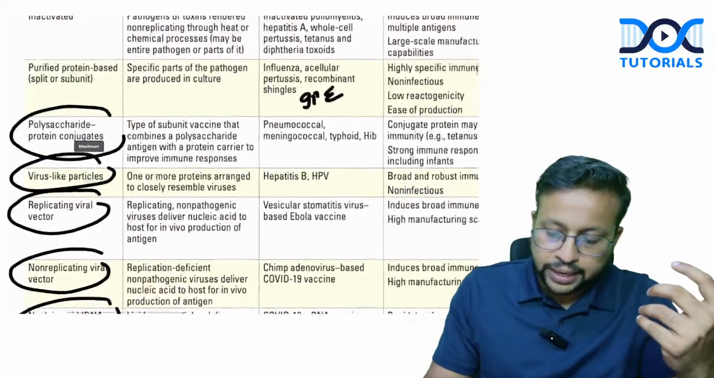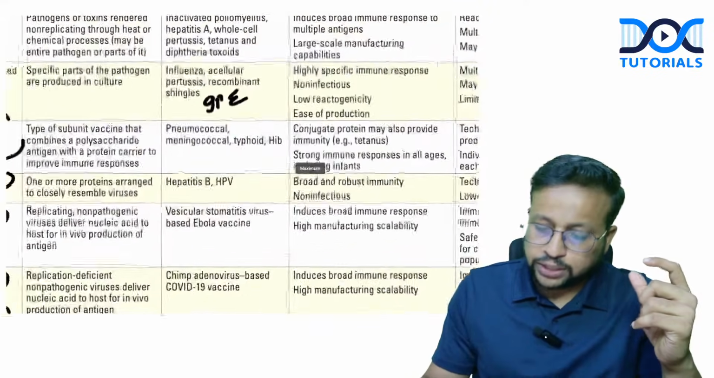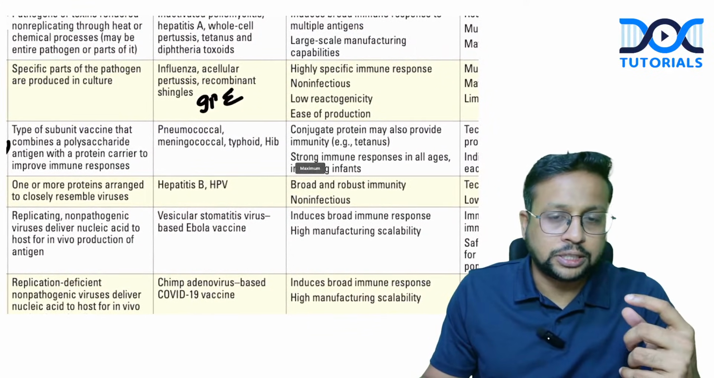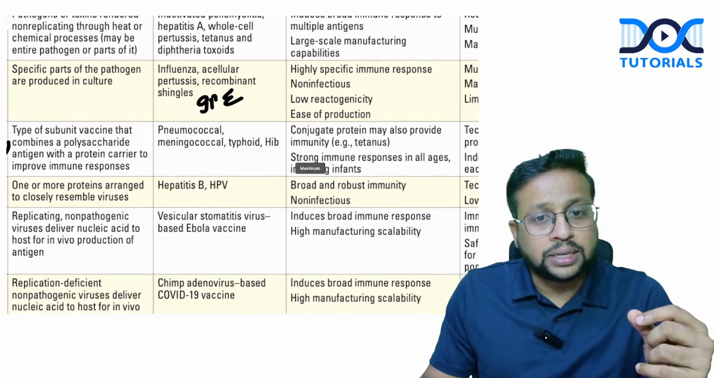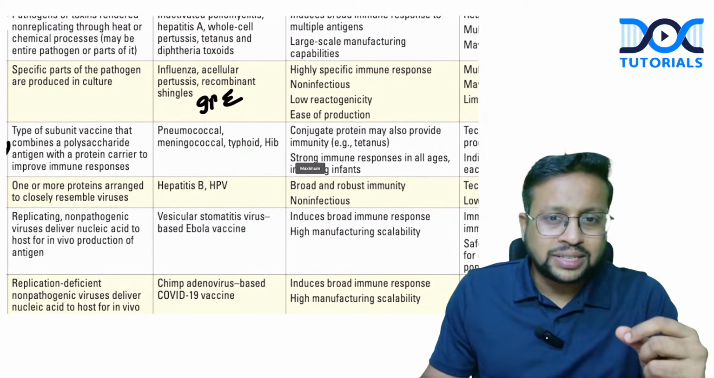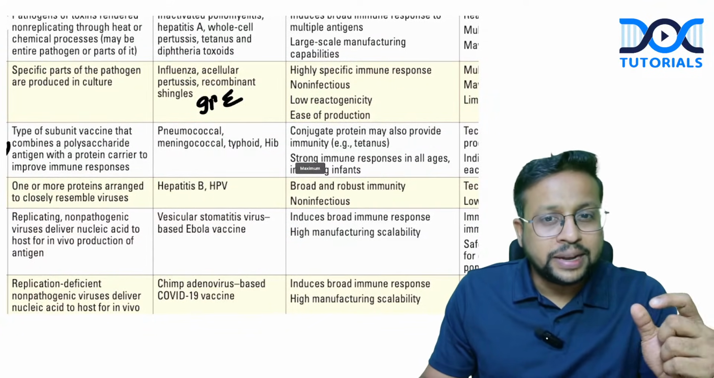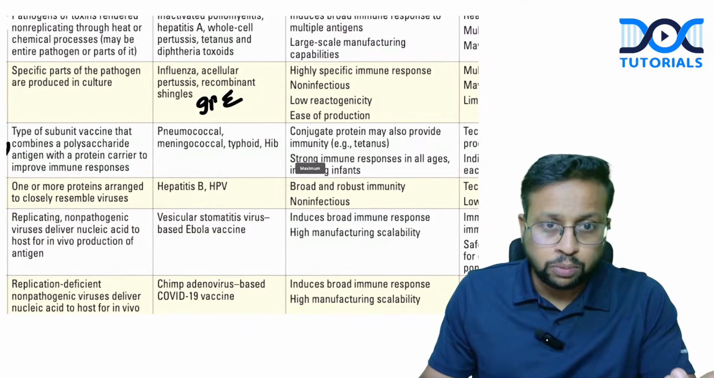Then you have the polysaccharide protein conjugate vaccines. Now, there are a lot of polysaccharide vaccines. For example, there is a pneumococcal polysaccharide vaccine. Now, the polysaccharide vaccine has a limited response because it's a T cell independent kind of response. There is limited memory response, so it's not a durable response.